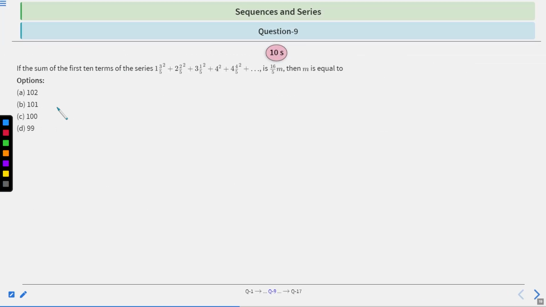Now let's move to the next question, question number 9. If the sum of first 10 terms of the series is 16 by 5m, then m is equal to. So let's move to the solution after 10 seconds.